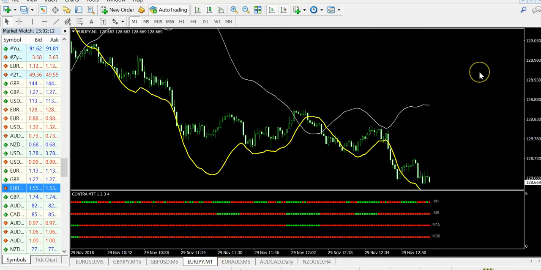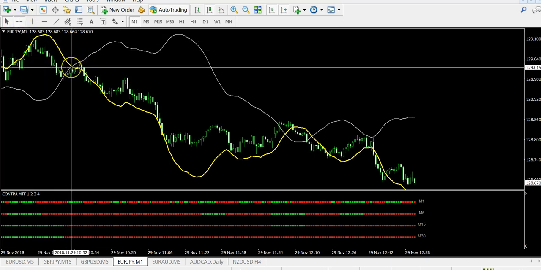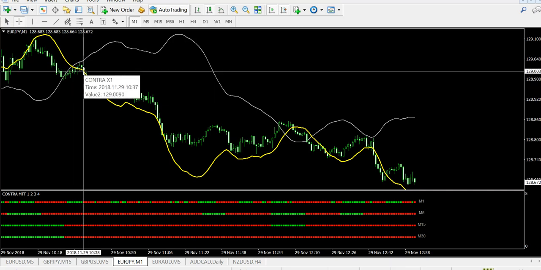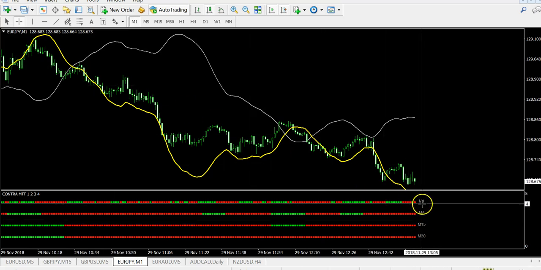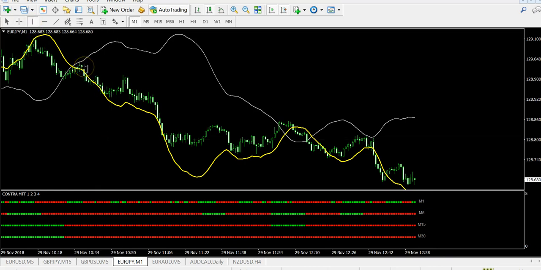Even M1, let's see M1, let's close this. M1 is also the same rules. I do not like M1, but if you want it, you can use it, the same rules. Let's see M1, it is a crossing, but you need all red. Yes, here we have all red. You see, down here confirmation. You see here we have M1, M5, M15, and 30. Let's mark it for your attention.